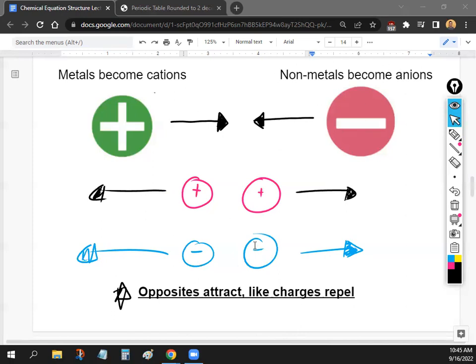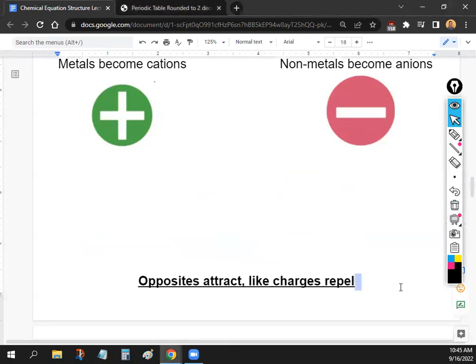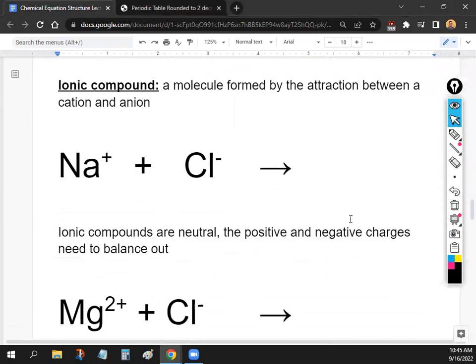All right. Any questions on that? I know it's a lot of random pieces of info, but now what we're going to do is combine them together. Alrighty. The reason why we talked about all that stuff today is because we're going to be learning about something called ionic compounds.